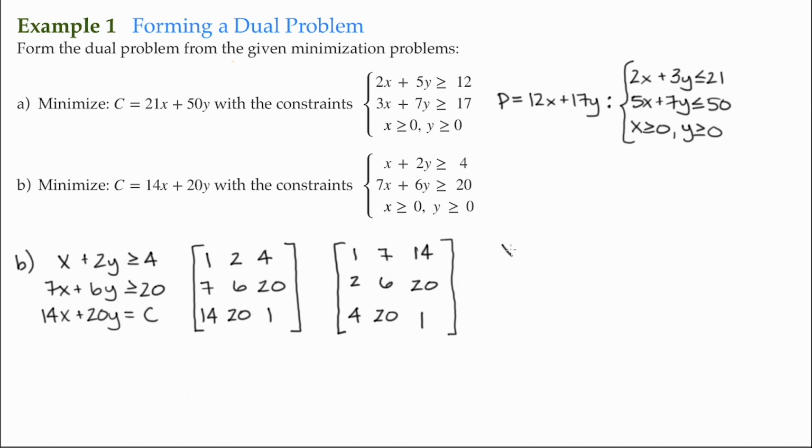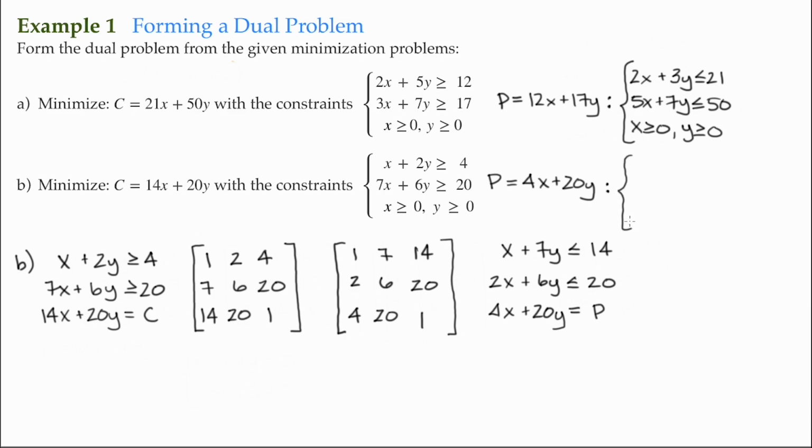We can now write this as x plus 7y, less than or equal to 14. 2x plus 6y, less than or equal to 20. And then 4x plus 20y, that's going to be equal to p. So then we can write its dual as p is equal to 4x plus 20y, that's the objective function, with the constraints x plus 7y less than or equal to 14, 2x plus 6y less than or equal to 20, and then we add in x is greater than or equal to 0, and y is greater than or equal to 0.